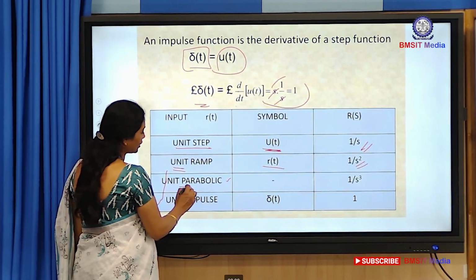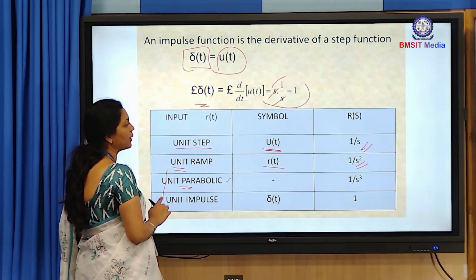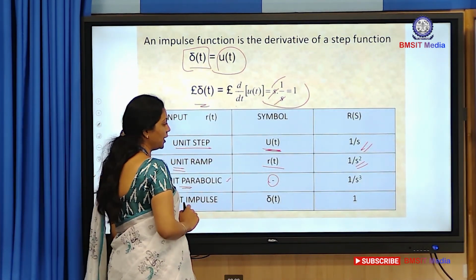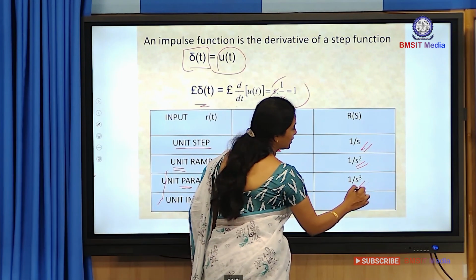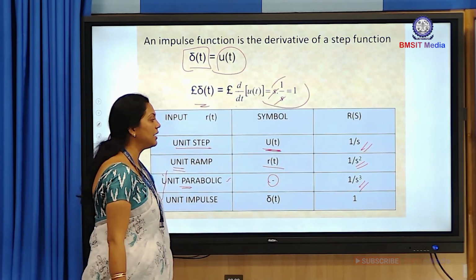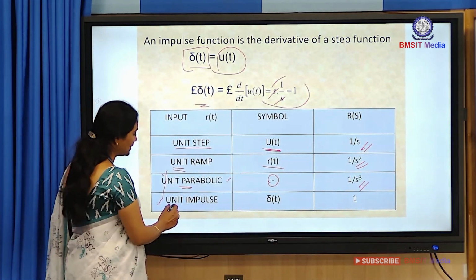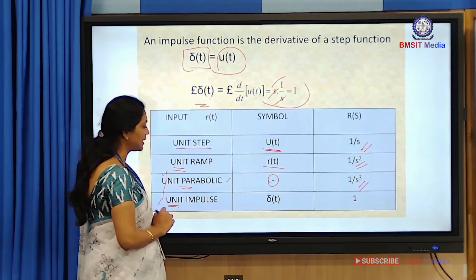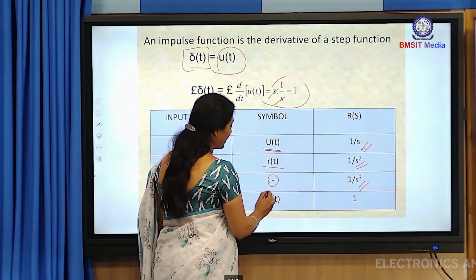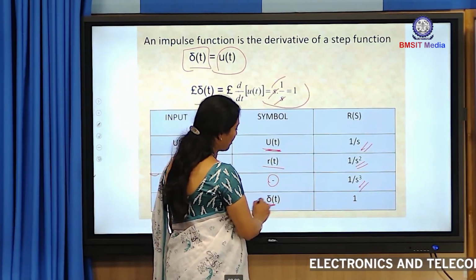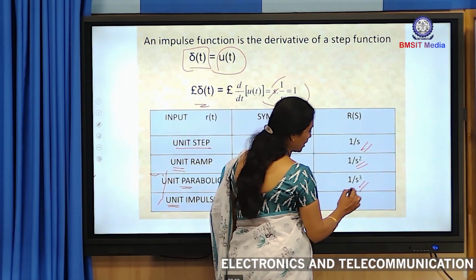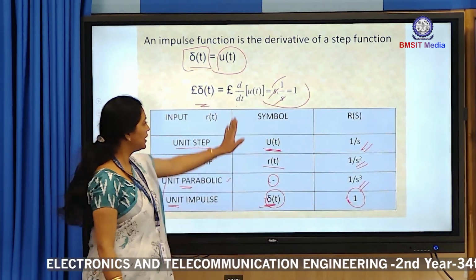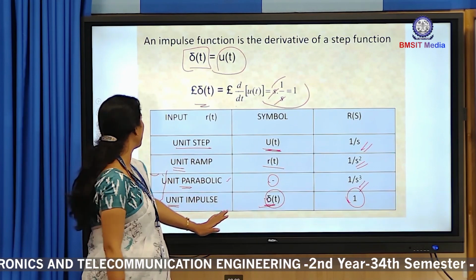The next type of function is called the unit parabolic function. We don't have a symbol to represent the unit parabolic function, but the response that I am going to get is 1 divided by s cube. And the last standard signal is the unit impulse signal, denoted by delta t, and the response is 1. So these are the 4 things that we have to remember.